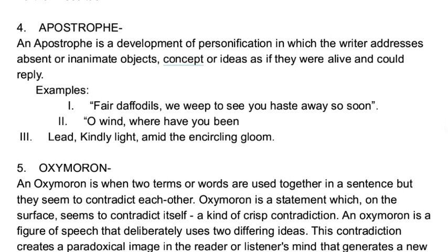Lead, kindly light amid the encircling gloom. So these are the examples of the apostrophe.